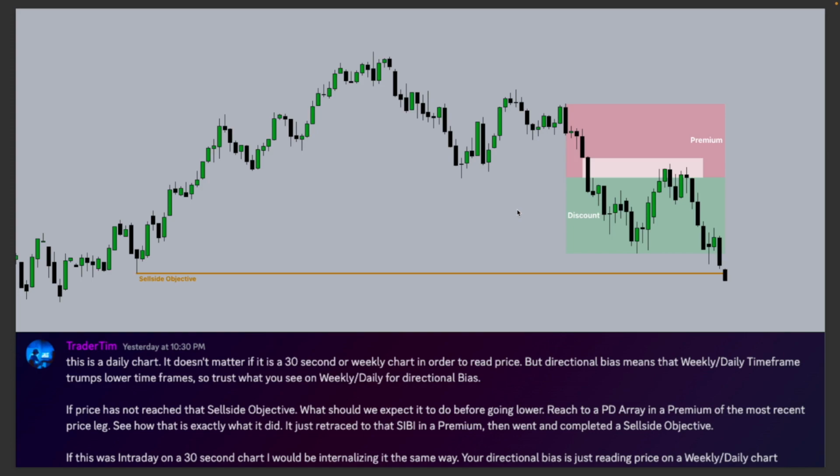Yeah, Blink said smart money reaccumulating more positions in premium. Yeah, so we came back up here. The algorithm allowed smart money to enter in a premium, right? They don't want to sell all the way down here. They want to sell up here.